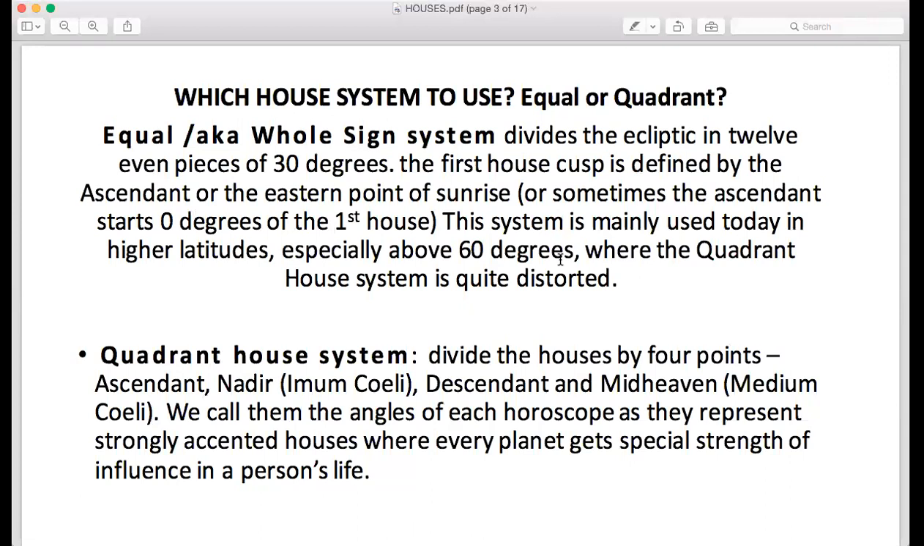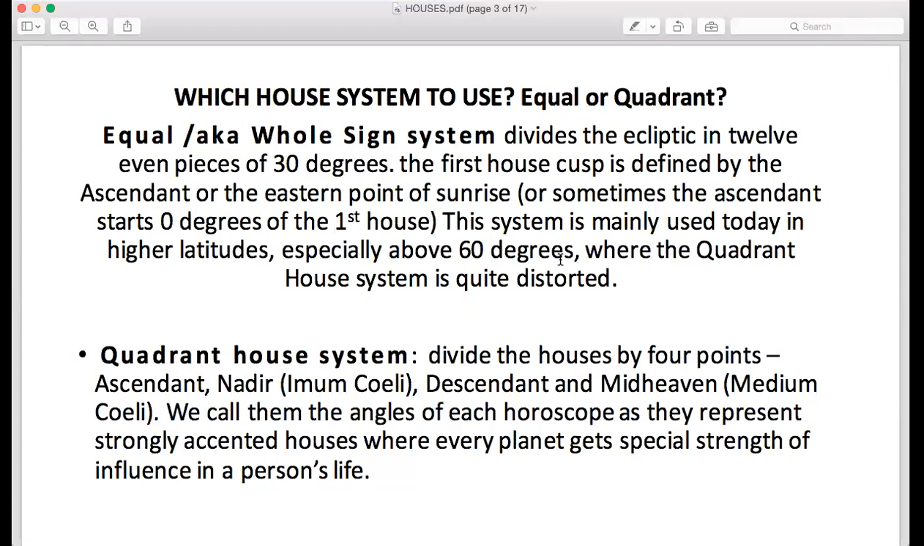The reason we use this is because, well, A, I find that it's predictively way more accurate, and B, it's easier, and C, we don't discount the people in higher latitudes who get really distorted charts as we go further and further north.